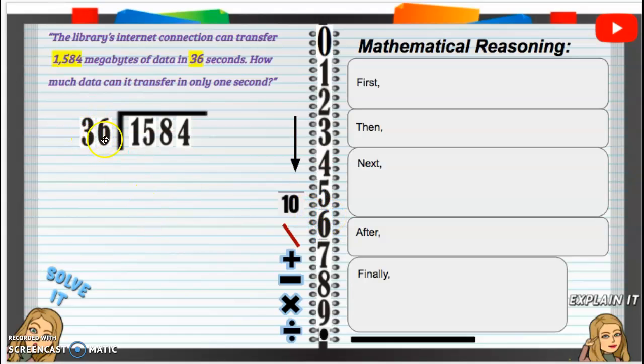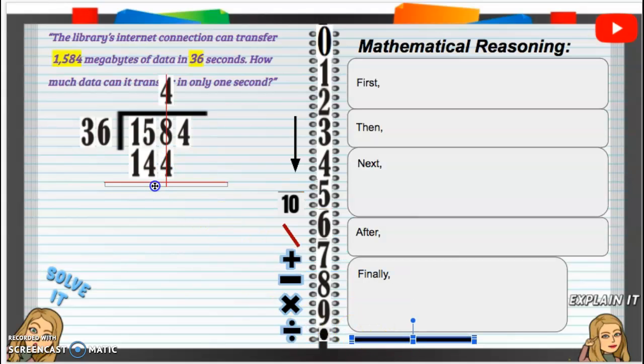All right, so can 36 go into 1? No. Can 36 go into 15? No. How about 36 into 158? Yes, I know it can go into 158. Now, the deal is how many times? Well, I know 36 times 2 is going to be 72, so that's too low. We can do some more. So I know that 36 times 4 is going to be 144. So I'm going to put 144 here.